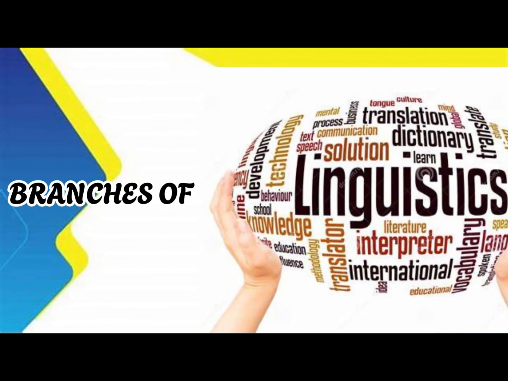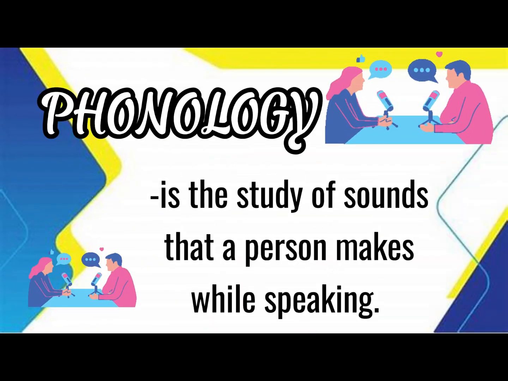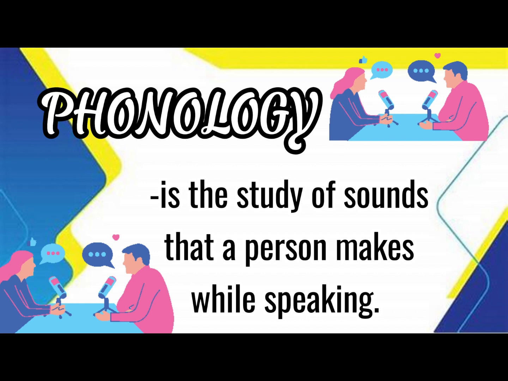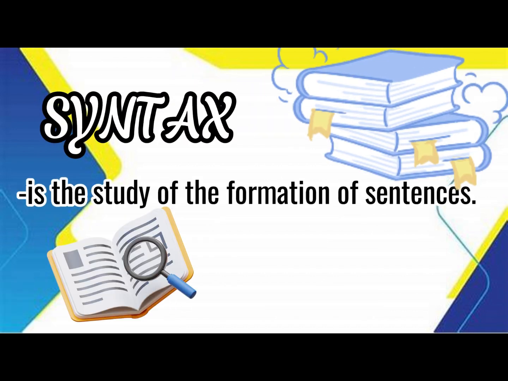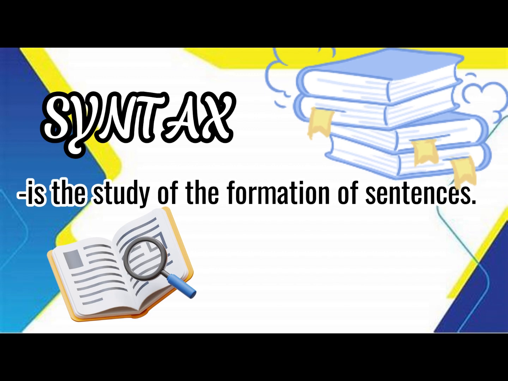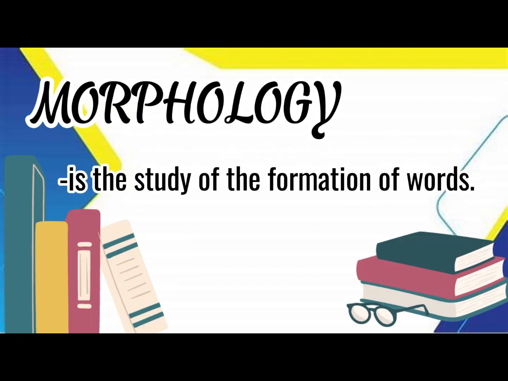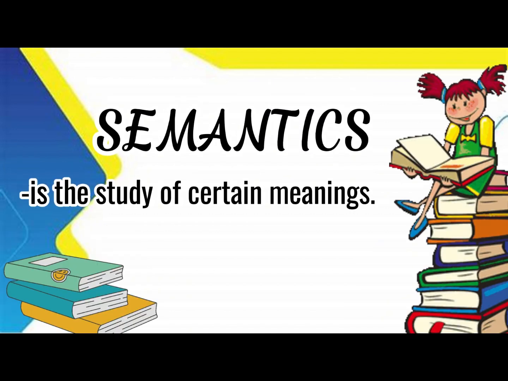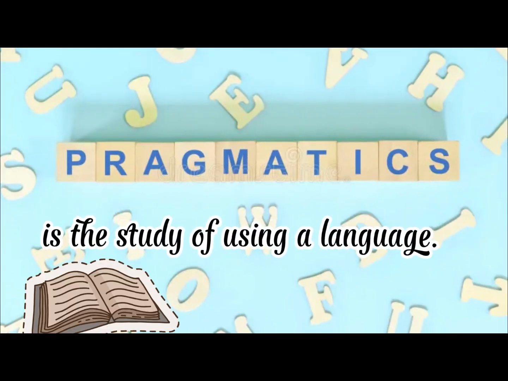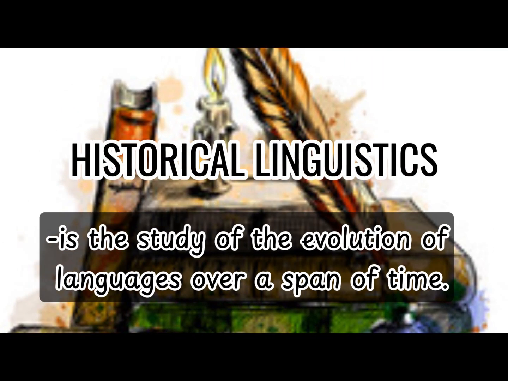Branches of linguistics. Phonology is the study of sounds that a person makes while speaking. Next is syntax. Syntax is the formation of the sentence. Morphology deals with the formation of words. Semantics is the study of meanings. Pragmatics is the study of using a language. Historical linguistics defines the evolution of languages over a span of time.